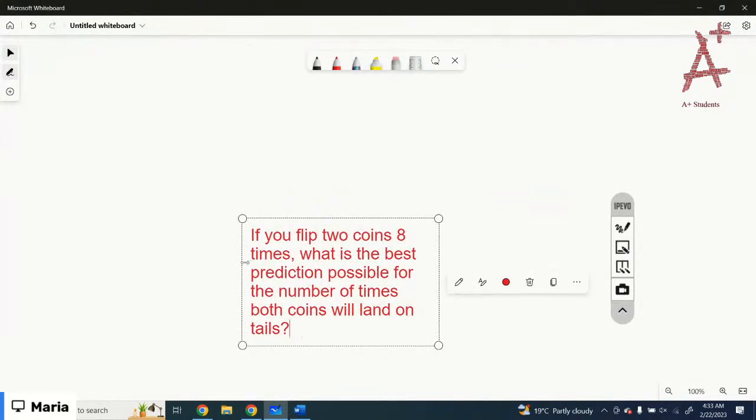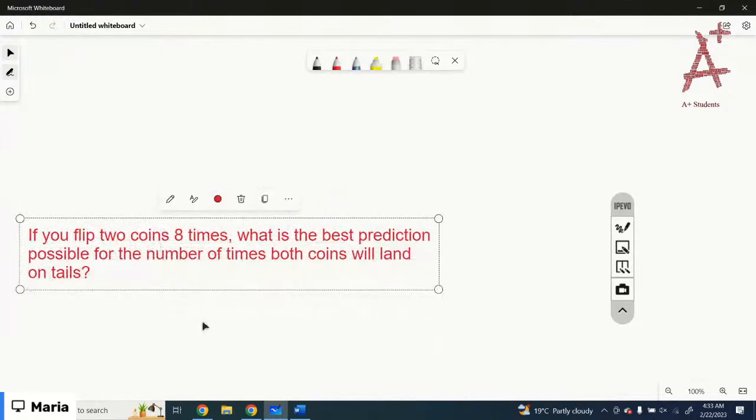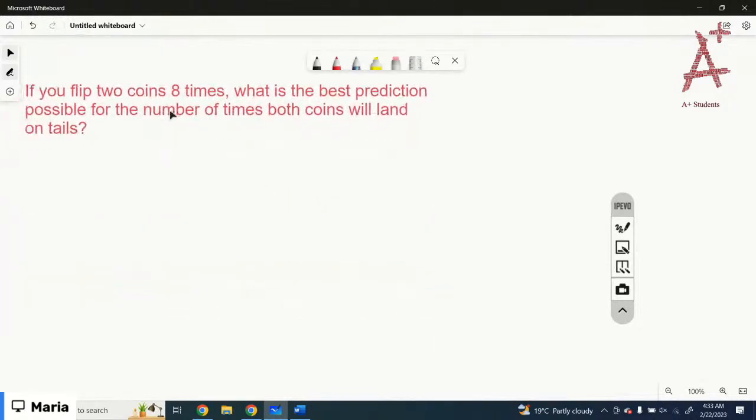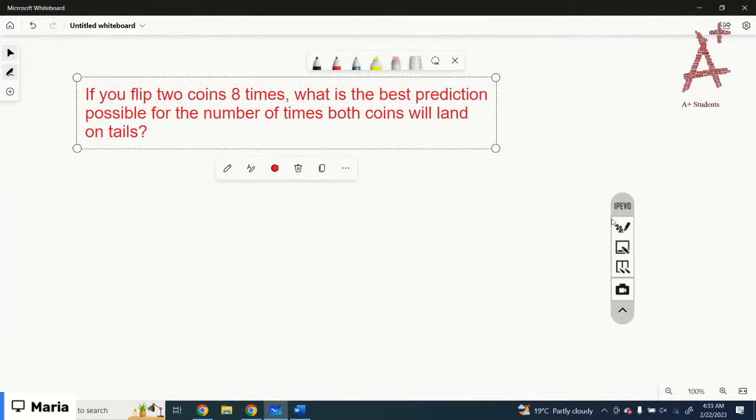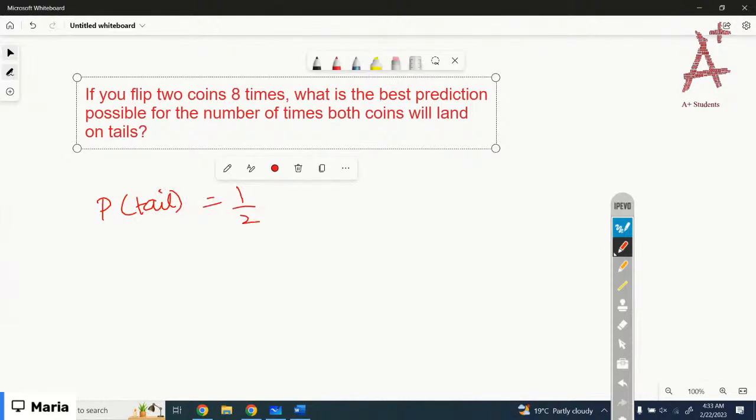Okay, if you flip two coins 8 times, what is the best prediction possible for the number of times both coins will land on tails? Okay, the probability of getting tails for one coin is 1 over 2. Got it?